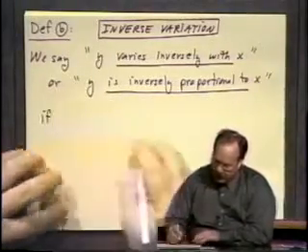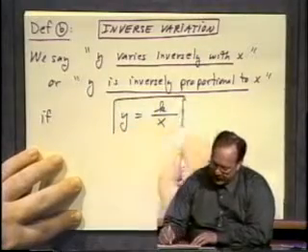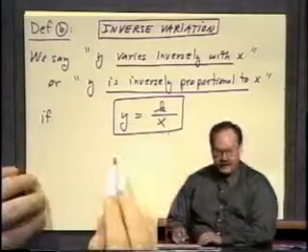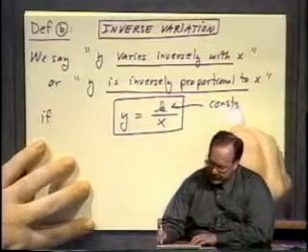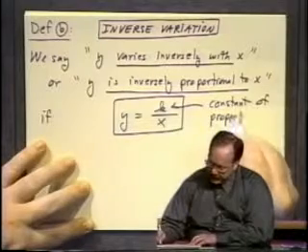If y is equal to k over x. So the x is now in the denominator instead of being on the top. So this is what inverse variation is. And of course, k is the constant of proportionality again. I'll even write it out, proportionality.